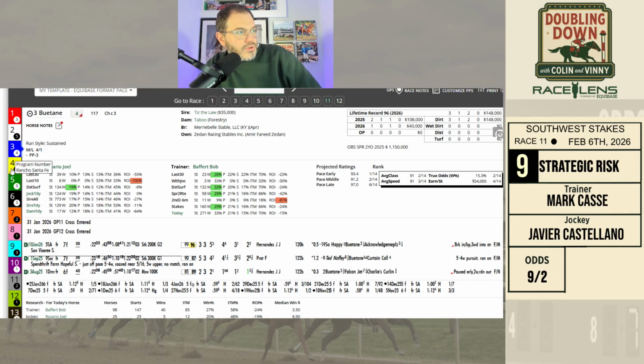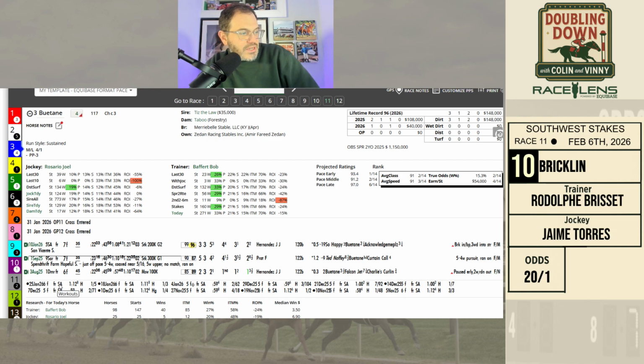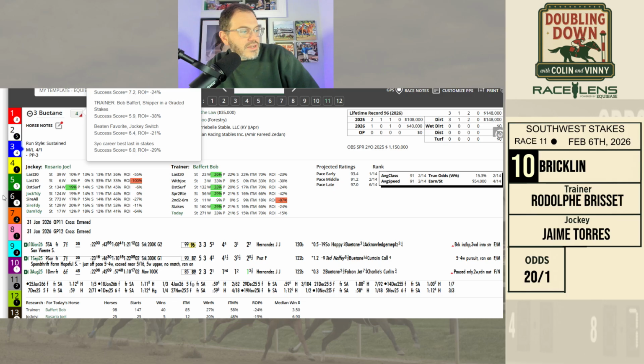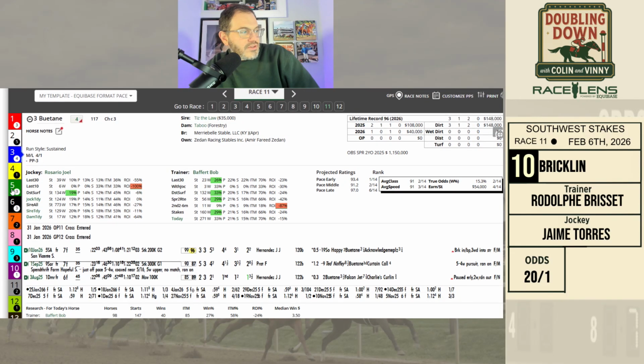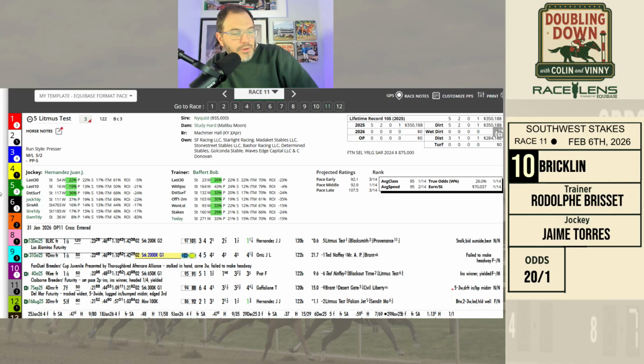Pay attention to the number 3 Butane, who's shipping in for the Bob Baffert barn, who worked January 25th at Santa Anita. His work pattern wasn't really disrupted too much. This horse was supposed to be entered, or was entered, in the Holy Bull at Gulfstream. Couldn't make that trip because of all the travel problems we've had. Stayed in Santa Anita, is now still entered in the Southwest, so we'll see. And then also the number 5 Litmus Test for Bob Baffert.